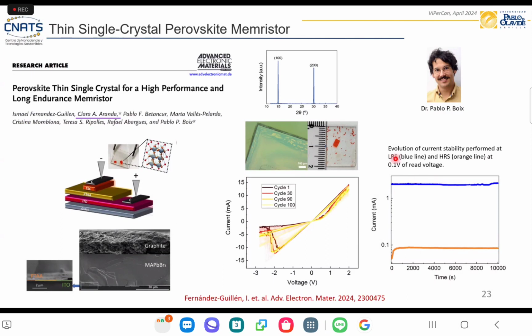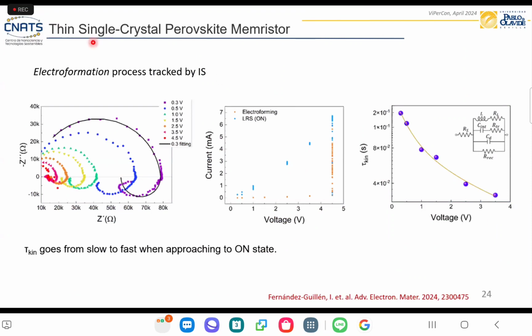Here on the right side, you can see the evolution of the carbon stability performed at the low resistance stage, which means when the memristor is in the on stage, and during the high resistance stage, which means we have the off stage of the memristor. But this stability allowed us to, again, use impedance spectroscopy and this negative capacitance behavior to analyze, in situ, in fact, the electroformation process of the memristive device.